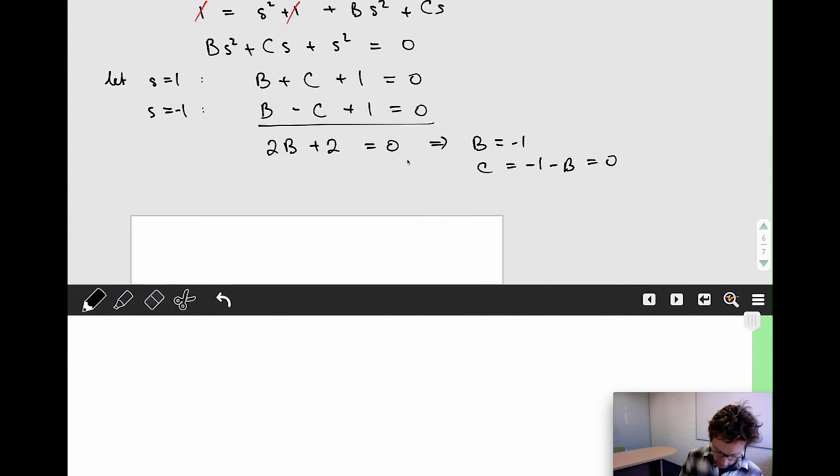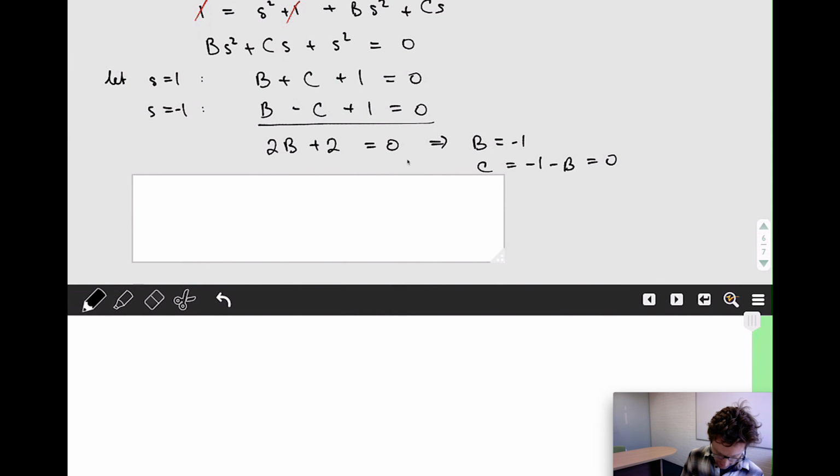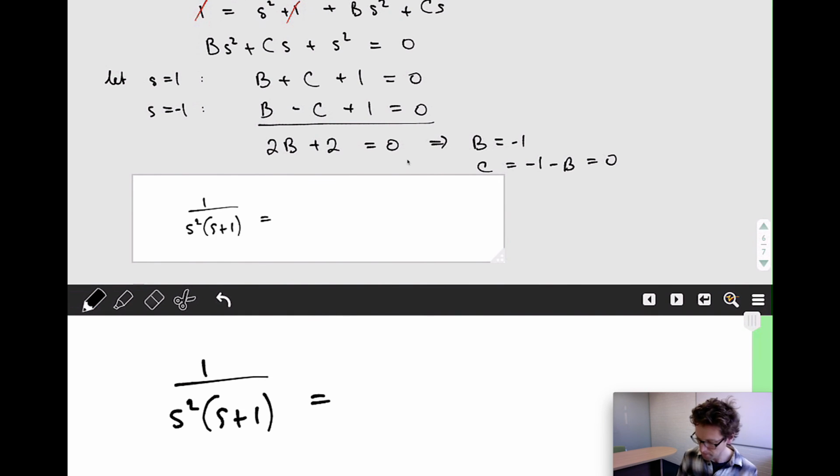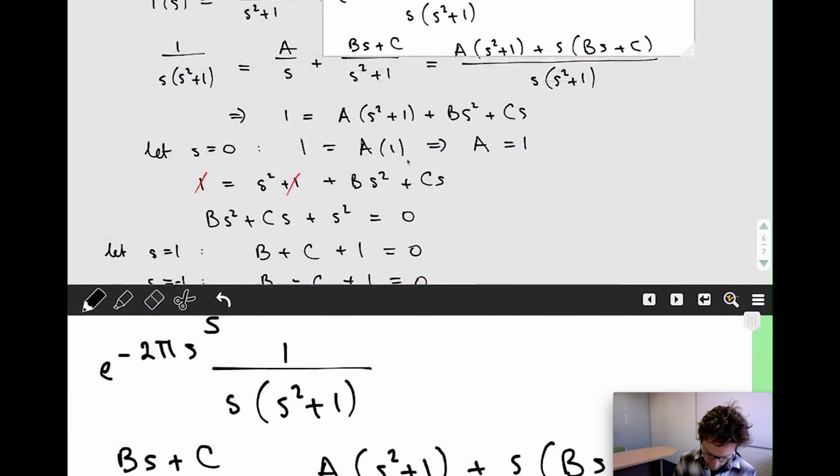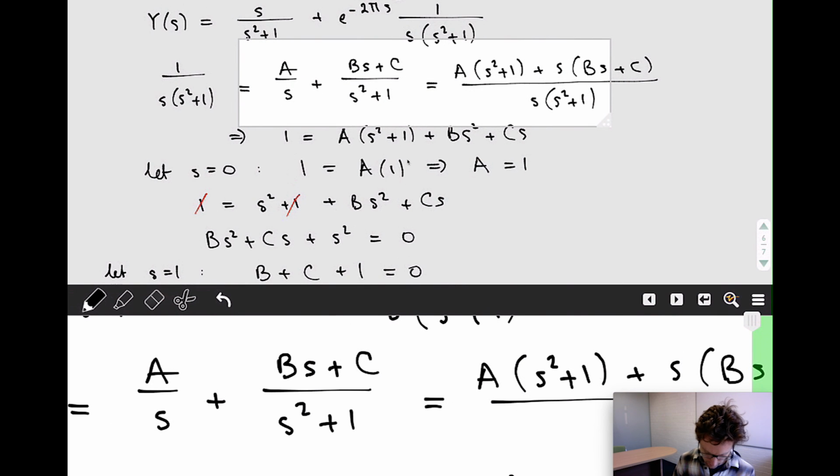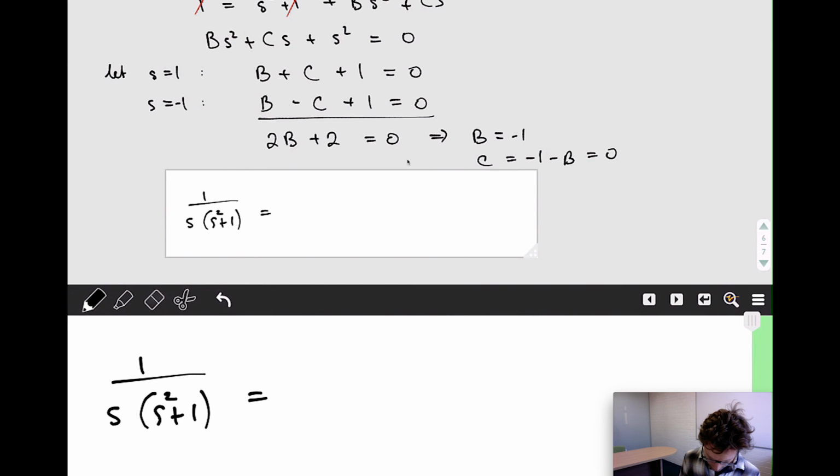So that gives me all of the pieces I need. I now have that 1 over s squared plus 1 is given by a over s plus bs over s squared plus 1. So a was 1.